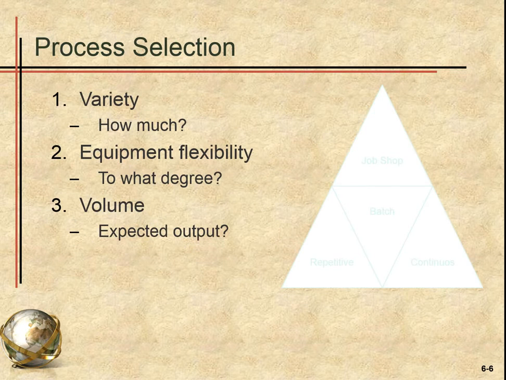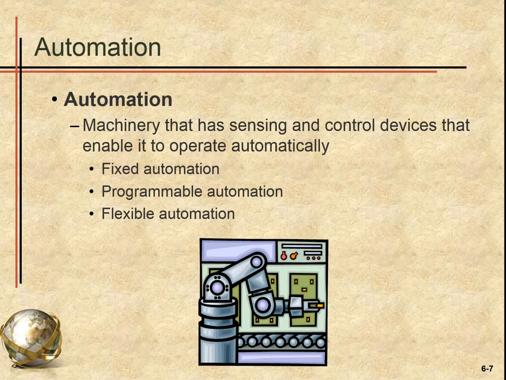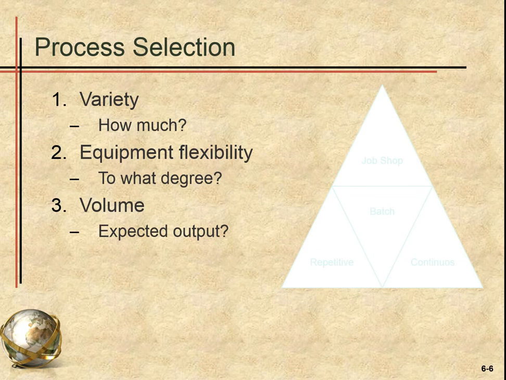Now, process selection has to answer 3 questions: variety, the flexibility of the equipment, and the volume. And we have, let me go back because it's really hard to see here, and I hope you can see it with the video. This slide here is kind of a white triangle, not a very good choice of colors. I took this slide from the book website.